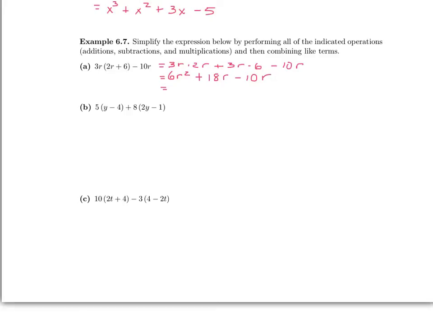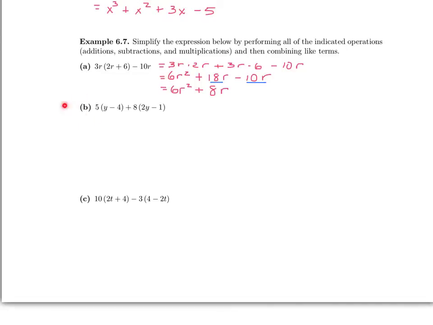Is this expression fully simplified? The answer is no, because we have two terms that are like and can be combined. So when we combine these, we arrive at 6r squared plus 8r.